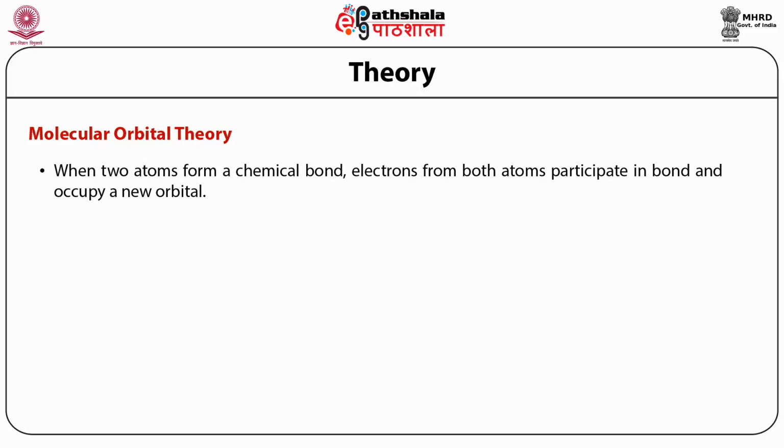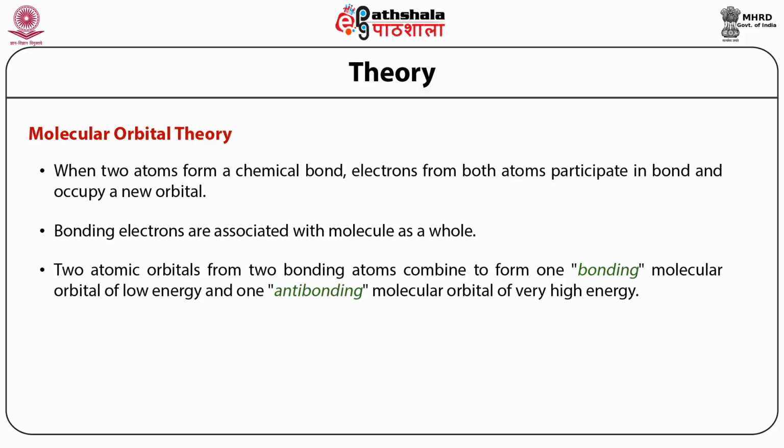When two atoms form a chemical bond, electrons from both atoms participate in the bond and occupy a new orbital, which is called a molecular orbital. The bonding electrons are associated with the molecule as a whole and not with any particular nucleus. Two atomic orbitals from the two bonding atoms combine to form one bonding molecular orbital of low energy and one antibonding molecular orbital of very high energy.